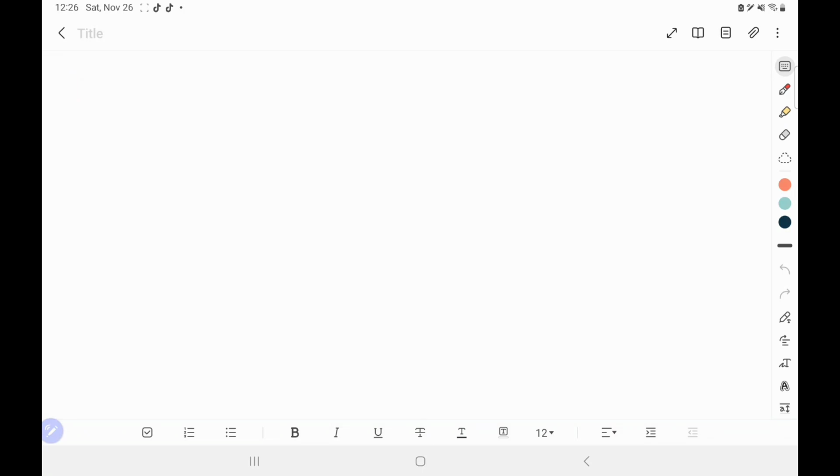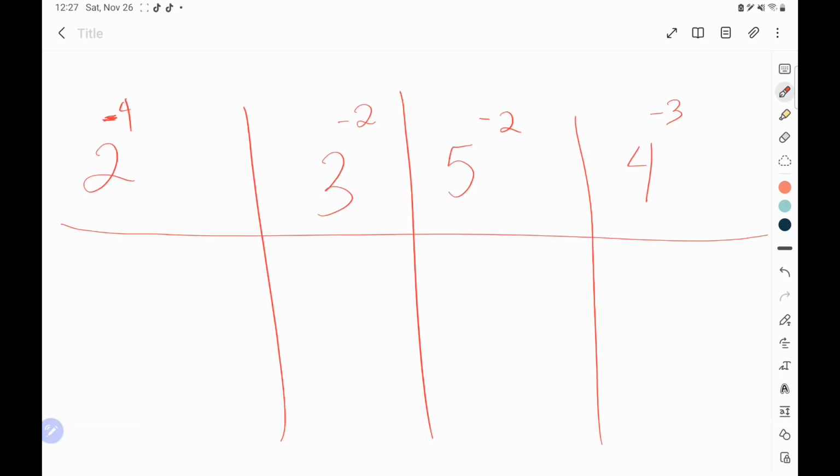Okay, let's try this one here. I'll give you 3 examples. You can try it yourself: pause the video, and then I'll give you the answer afterward. Alright, so let's try to answer the following negative exponents here.